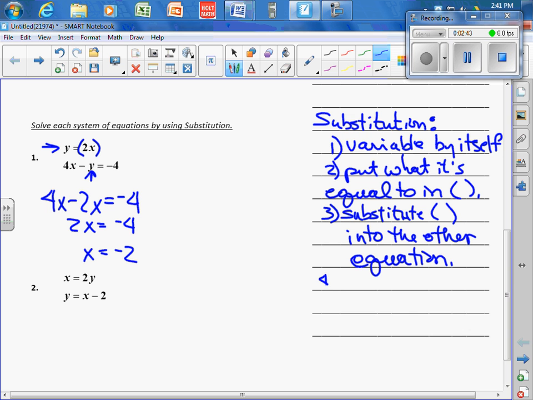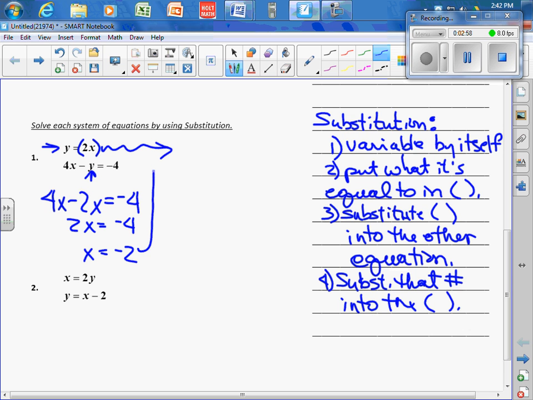What we're going to do next is substitute that number into the parentheses that you have up there from before, this parentheses right here. Put that negative 2 in for the x here, and you'll have y is equal to 2 times negative 2. Y is equal to negative 4. You'll have the point negative 2, negative 4.